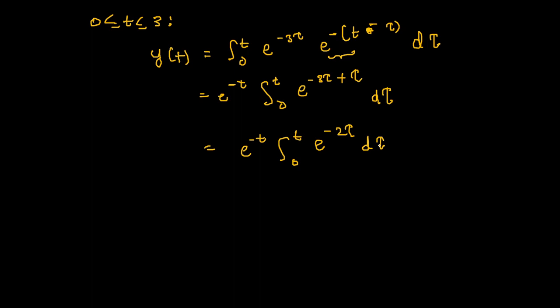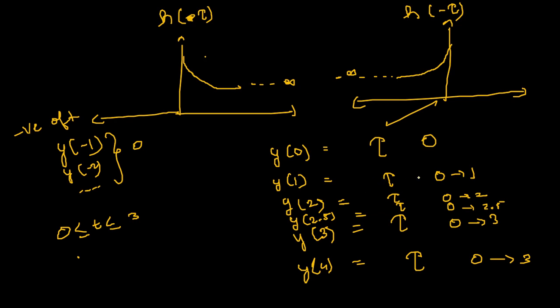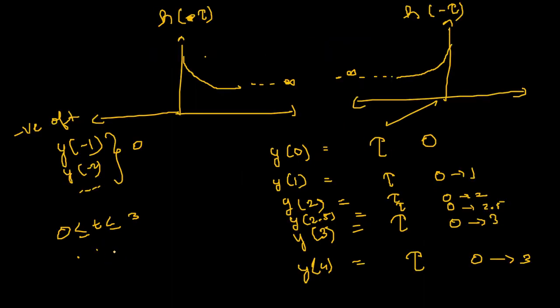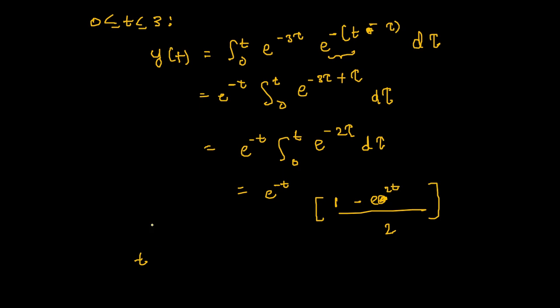Alright, I hope everyone is understanding. So upon integrating this, my e to the power minus t remains outside, and inside this I get 1 minus e to the power 2t, divided by 2. Okay, so this is the value of the function between 0 and 3. Between 0 and 3, the value of tau is defined between 0 and t. That is whatever the value of the function you are trying to find. And at t less than 0, we already mentioned that it will be 0. So we won't be talking about that.